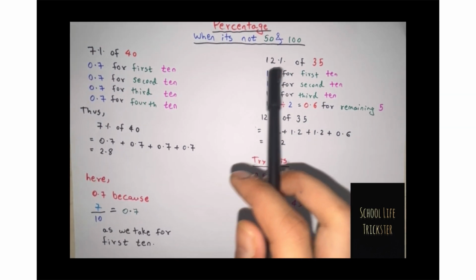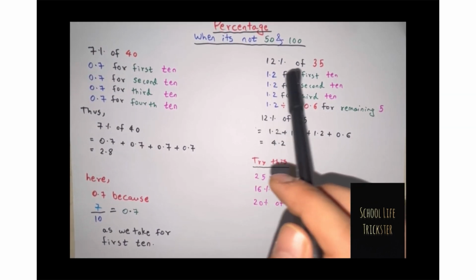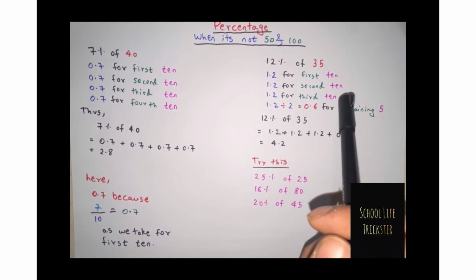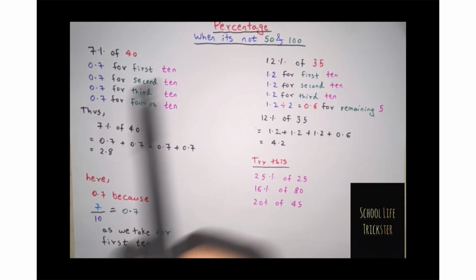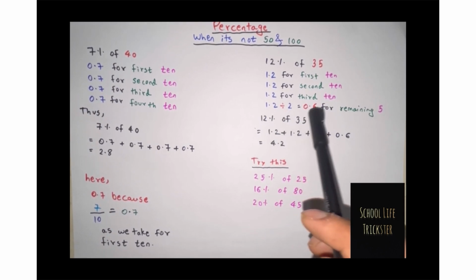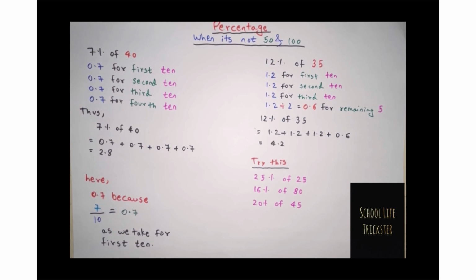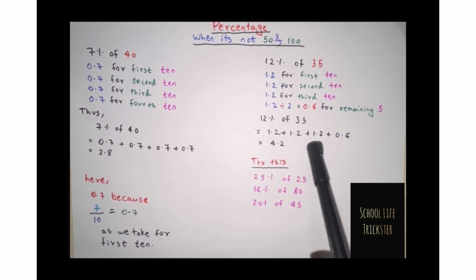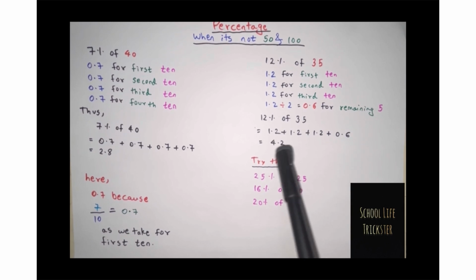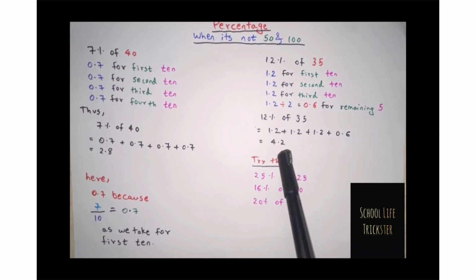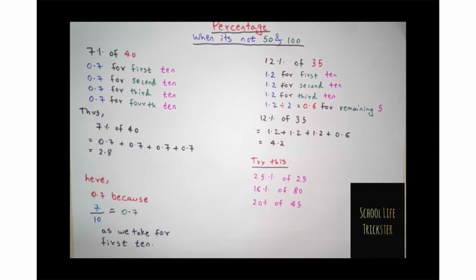Now 12% of 35. 1.2 for the first 10, 1.2 for the second 10, 1.2 for the third 10. Now we are left with the remaining 5. So what to do with this? 1.2 divided by 2 is 0.6 for the remaining 5. Now add all this: 1.2 plus 1.2 plus 1.2 plus 0.6 equals 4.2. So 12% of 35 is 4.2. Now try this.